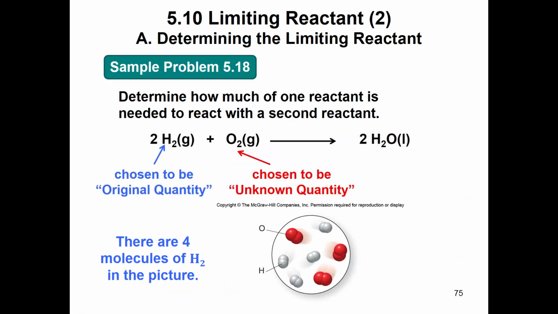So in chemistry, we are going to apply that with our moles and molecules, or however we want to look at it. Determine how much of one reactant is needed to react with a second reactant. In the balanced chemical equation, I need 2 hydrogens, 1 oxygen, to make 2 waters. So there are 4 molecules of hydrogen and 2 molecules of oxygen, and then it's going to make 2 molecules of H2O.